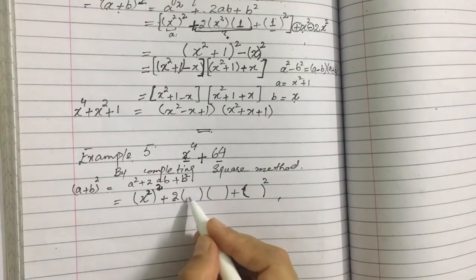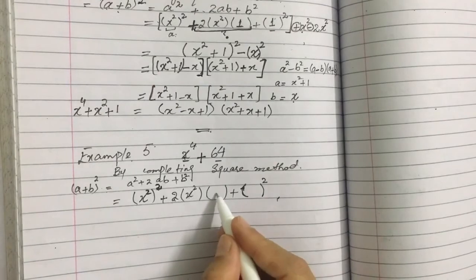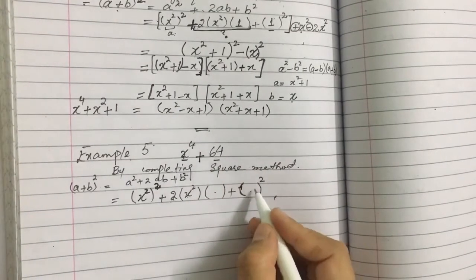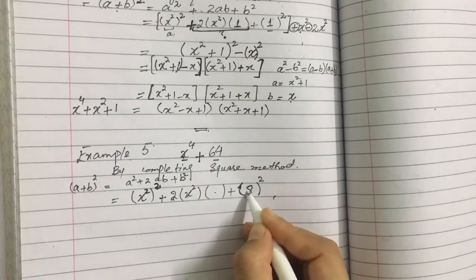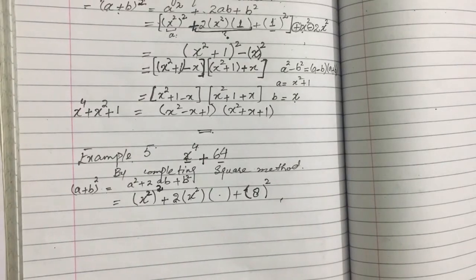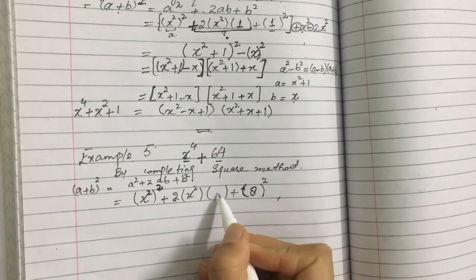Then 2a, the value of a is x square. 2ab, what is the value of b? I will derive the value of b from 64. 64 is the square of what value? Squared value, we get 64 by taking the square of 8. 8 square is equal to 64. So this 8 is the value of b.